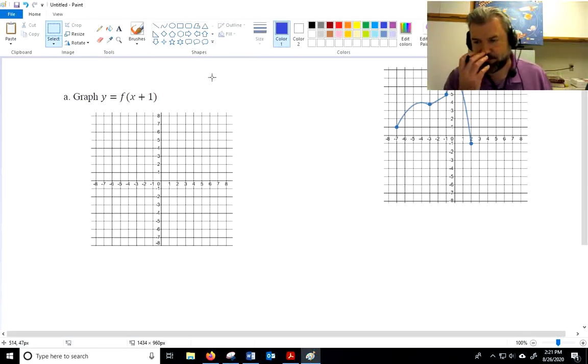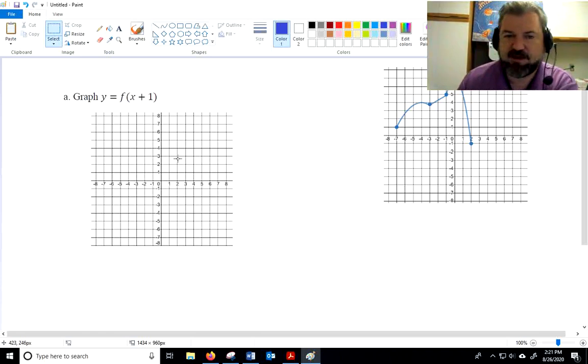All right, let's see how you did. So I have f of x plus 1. What is that going to do? It's on the inside, left and right. This is going to shift everything to the left 1. So I was hoping to see that you just took these points here and moved them all to the left.